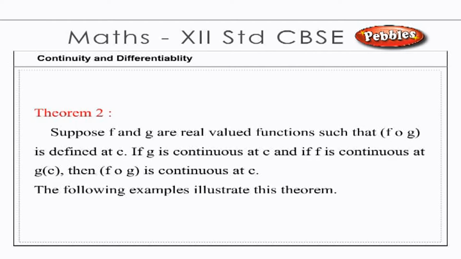Theorem 2. Suppose f and g are real valued functions such that f of g is defined at c. If g is continuous at c and if f is continuous at g of c, then f of g is continuous at c. The following examples illustrate this theorem.